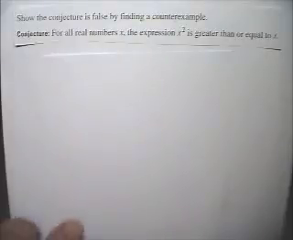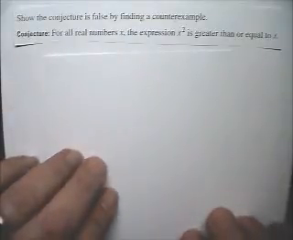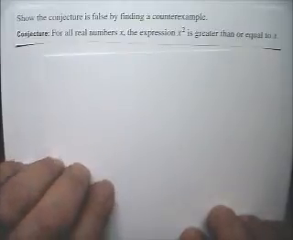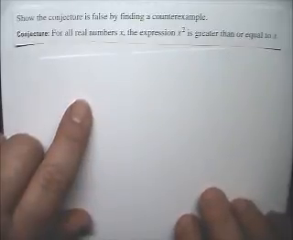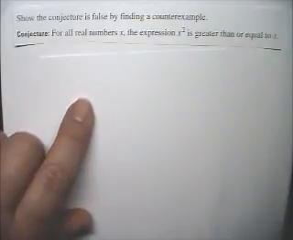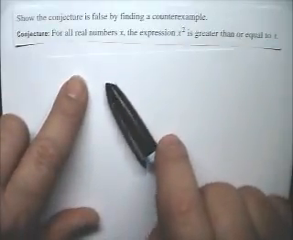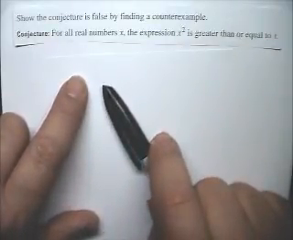Hello, this is Basics of Geometry, Patterns and Inductive Reasoning, Example 4. And in Example 4, we're going to prove a conjecture false. And the easiest way to prove that a conjecture is false is just to find one counterexample.